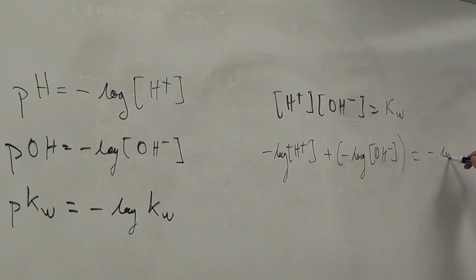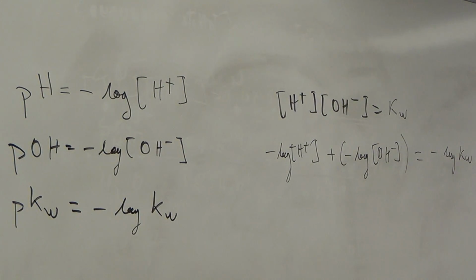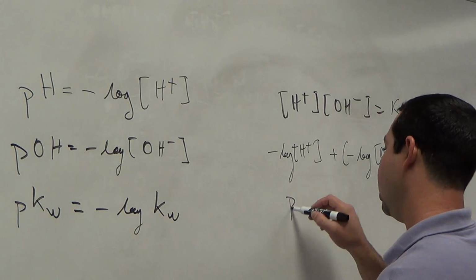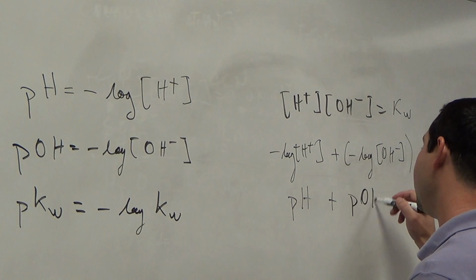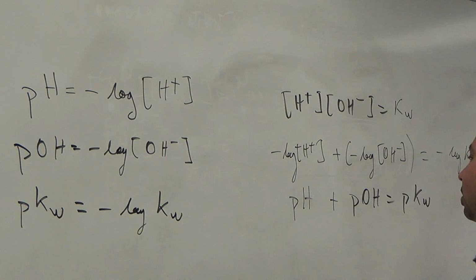Is equal to the negative log of KW. Do you agree with this math? So, negative log of H plus is called pH. Negative log of OH minus is called pOH. And negative log of KW is called pKW.